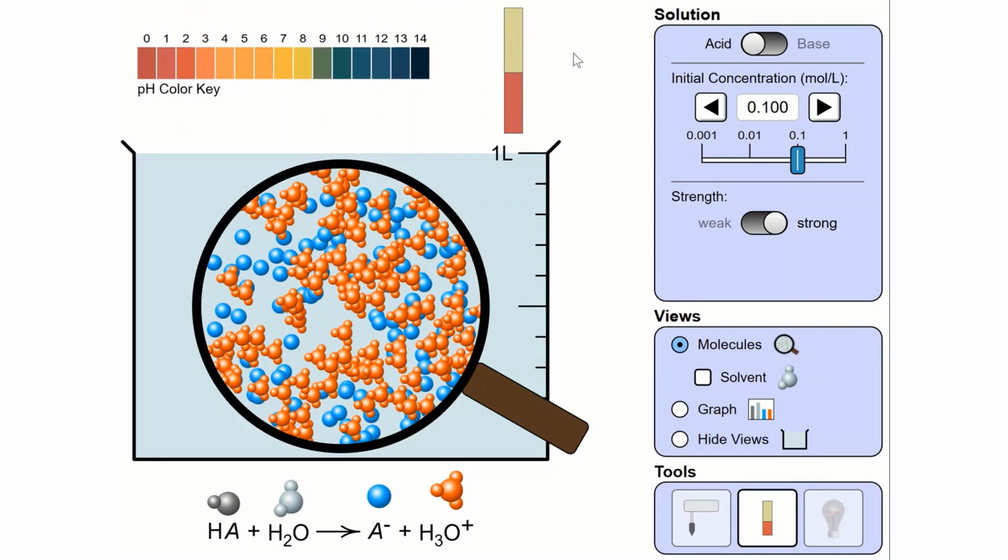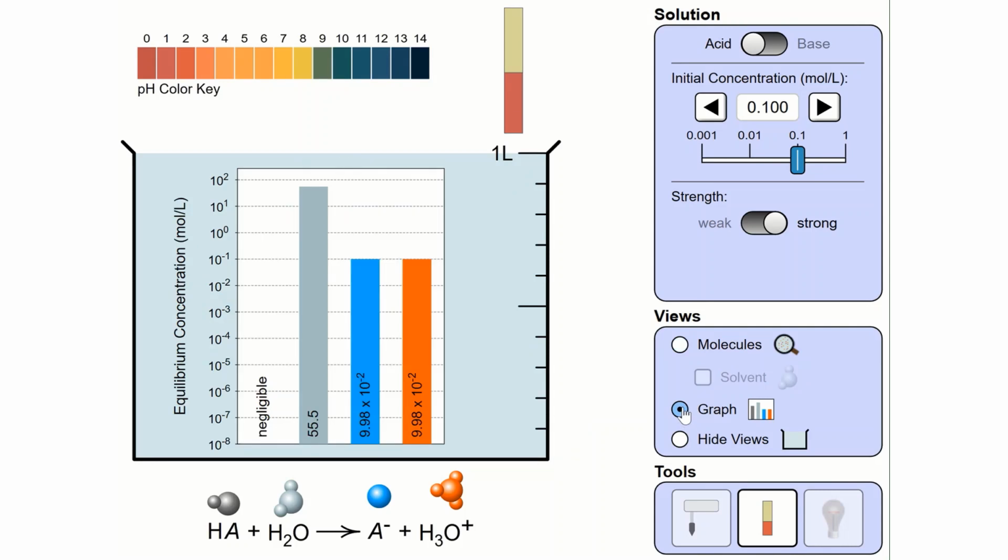Strong acids have low pH, weak acids have higher pH, despite the same concentration, because strong acids completely dissociate in solution, whereas weak acids only partially dissociate in solution. We can view that in a slightly different way. We can show it with a graph.